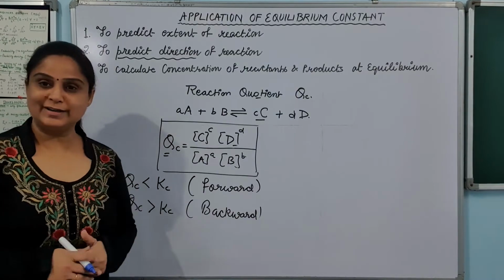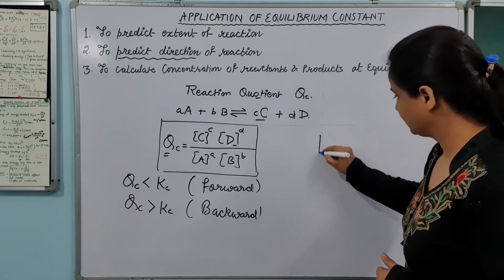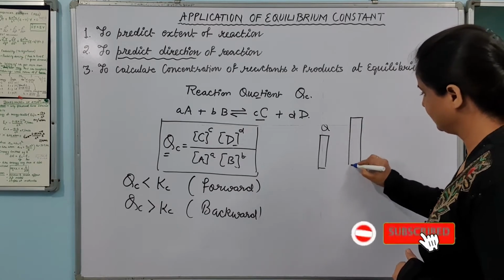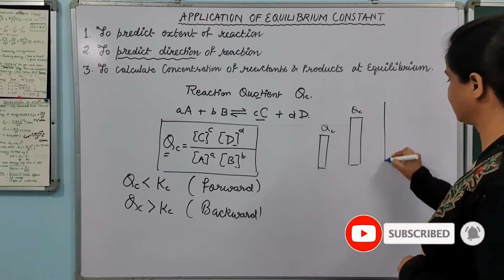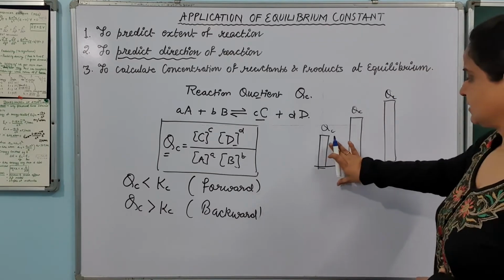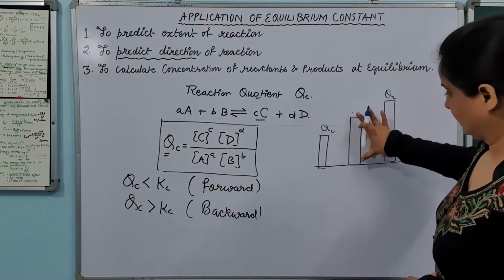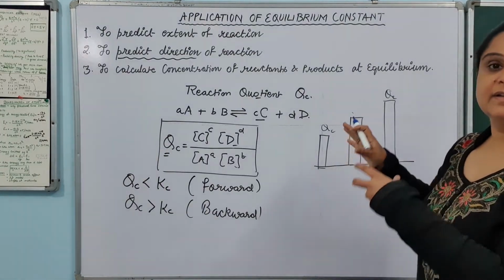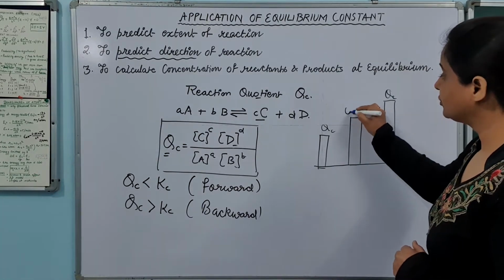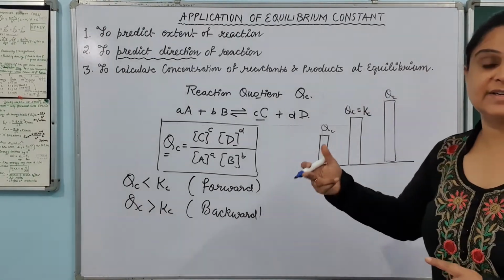Not clear? Let's try it in some other way. I am just using some pillars for it. Suppose this is Qc. This is also Qc and this is also Qc. This graph is indicating that this is lesser, more and more. The value of Qc is increasing, and at this particular state your reaction reaches the equilibrium. So what will I call this Qc? Kc, because Kc is a special case of Qc when the reaction is at the equilibrium.